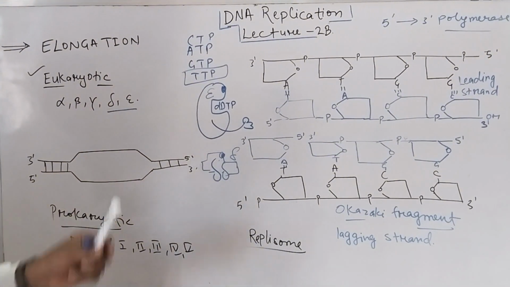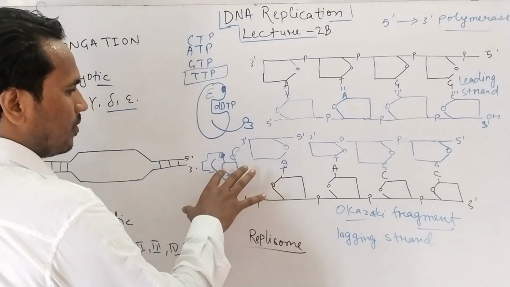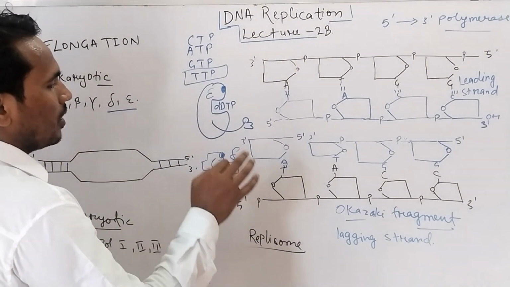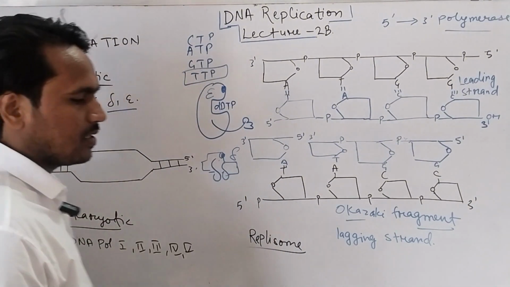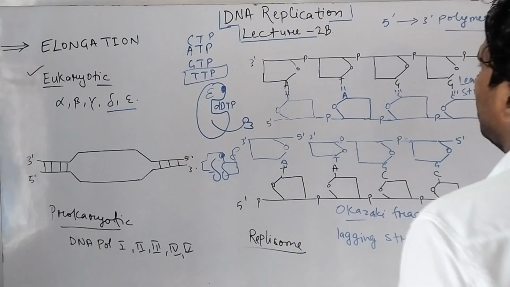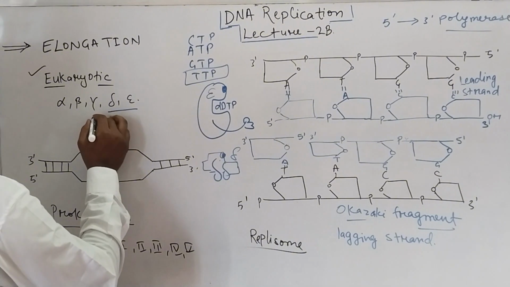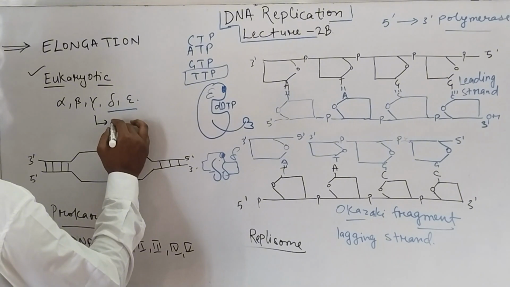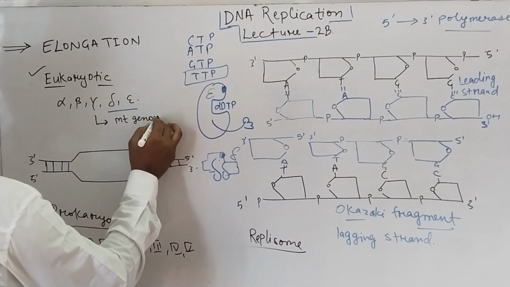So this is the concept which I want to tell you, and you just remember this delta is for the delta polymerase, which is from the eukaryote. This delta polymerase always synthesizes a new polynucleotide on the lagging strand, and epsilon polymerase will synthesize only on the leading strand. Gamma helps in the polymerization of mitochondrial DNA, the mitochondrial genome.